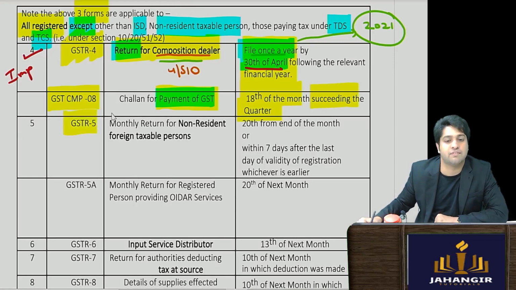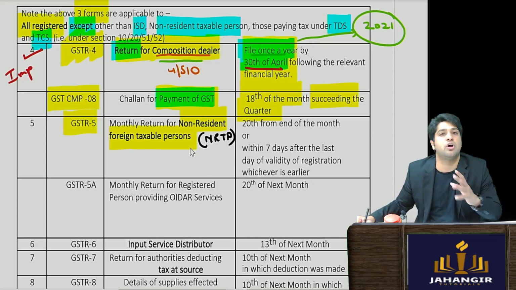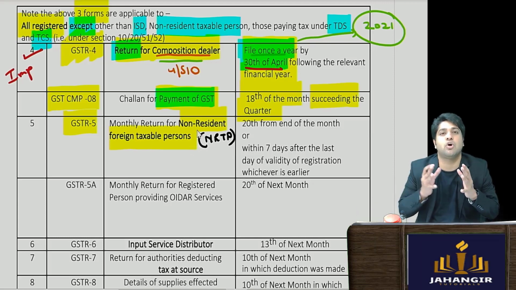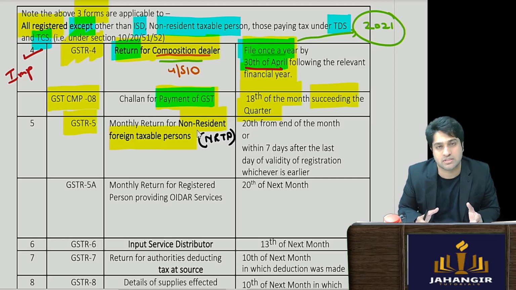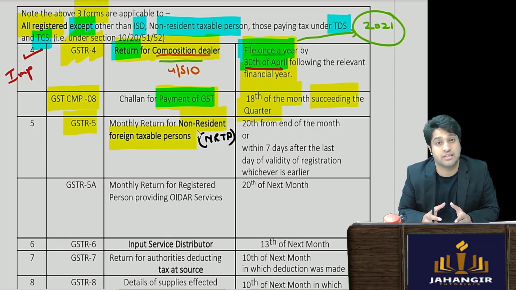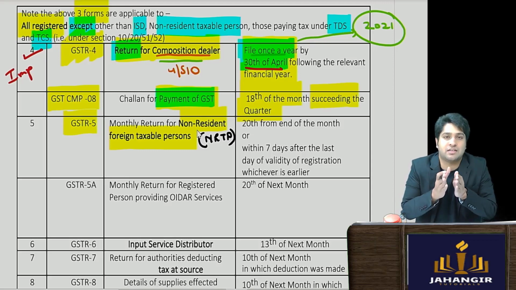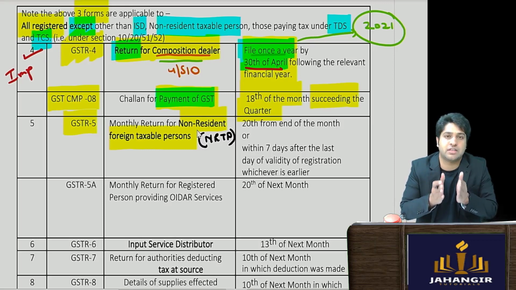GSTR 5 covers a return for non-resident foreign taxable person, or you could call it as your non-resident taxable persons. Now, who are non-resident taxable persons? They are not a resident of India but have come into India temporarily to do business. This could be for a very short duration, and registration certificate is issued for that particular period only. So it could be a registration certificate for 3 months, 1 month, 2 months, however much time you want to do your business.